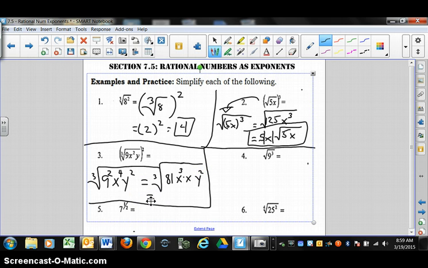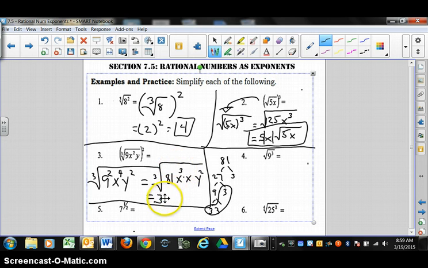Now 81 does break down. I'll show my work over here and I'll have to erase it. 81 is 27 times 3, or 9 times 9, it doesn't matter which approach you take. 9 times 3, and then 3 times 3. It is a cube root problem, so 3 of a kind. So I'm going to pull a 3 to the outside.